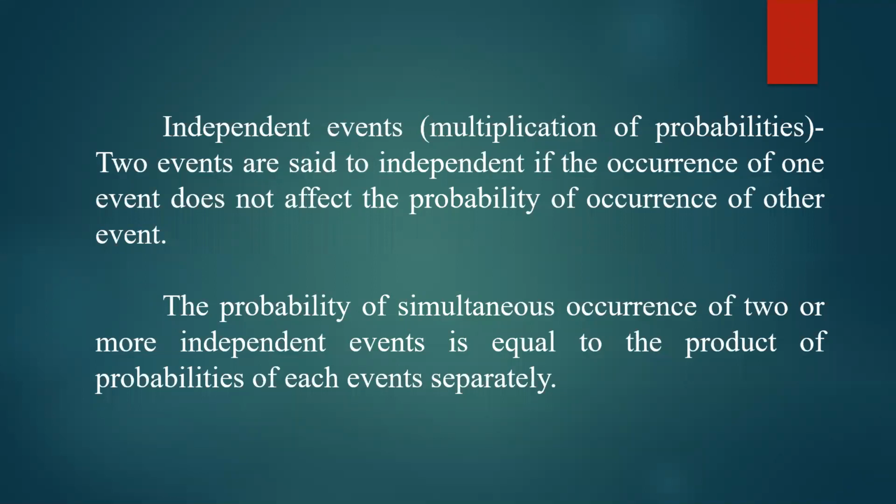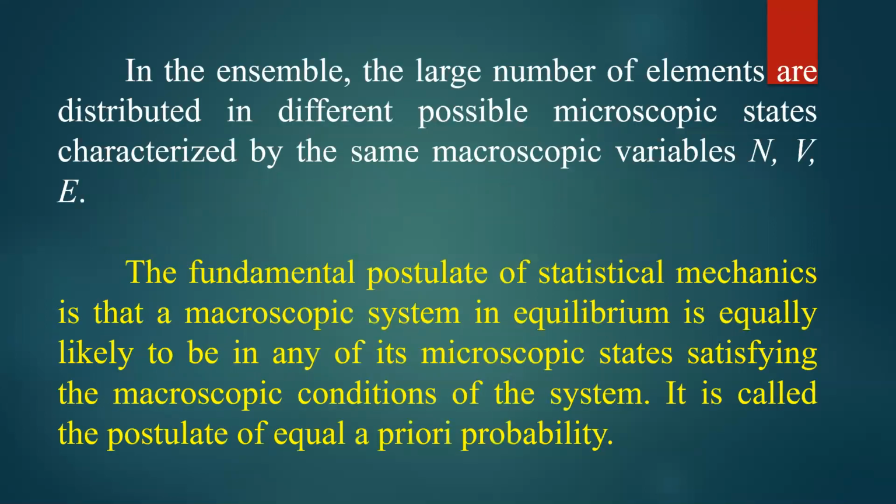Okay, just remember. Then here you get equal a priori probability. Here in the ensemble, a large number of elements are distributed in different possible microscopic states, characterized by the same macroscopic variables N, V, and E. N is the number of particles, V is the volume, E is the energy.